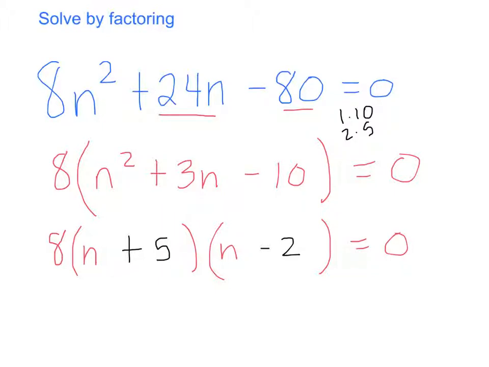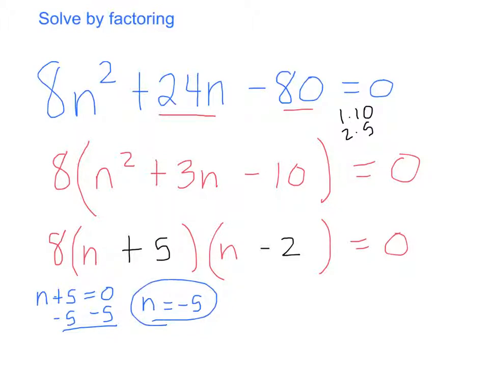Okay, now we're not done yet, because now I need to take each piece and set it equal to 0. The 8 does not have a variable in it, so there's no reason to set it equal to 0. So I'm going to set n plus 5 equal to 0 and n minus 2 equal to 0. And so I've got n plus 5 equals 0. And I'll subtract 5 on both sides. And so I get what? N equals negative 5.